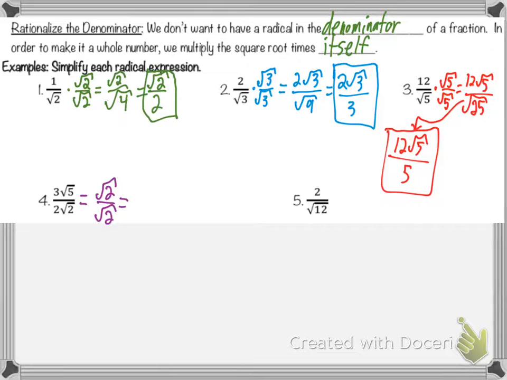So on the top, 3 times the square root of 5 times the square root of 2, well, we can multiply the square root of 5 times the square root of 2 and get the square root of 10. On the bottom, 2 times the square root of 2 times the square root of 2. As we just talked about, square root of 2 times square root of 2 will give us normal 2. So we really have 2 times normal 2. And if you wanted to, you can write that as 4. Now, if you need to see that as extra steps there, then that'd be 2 times 2, and that'd be 3 square root of 10 over 4.